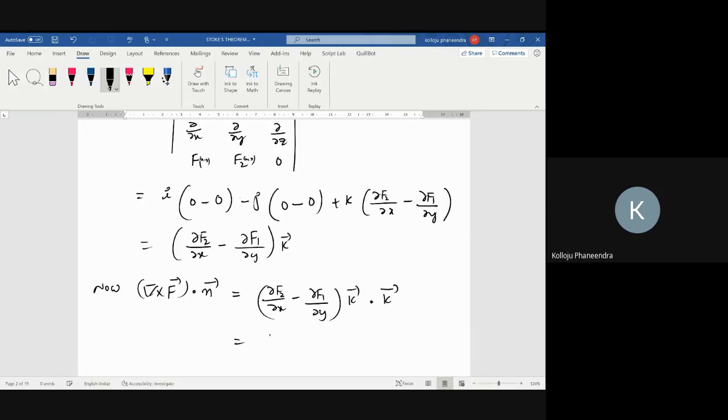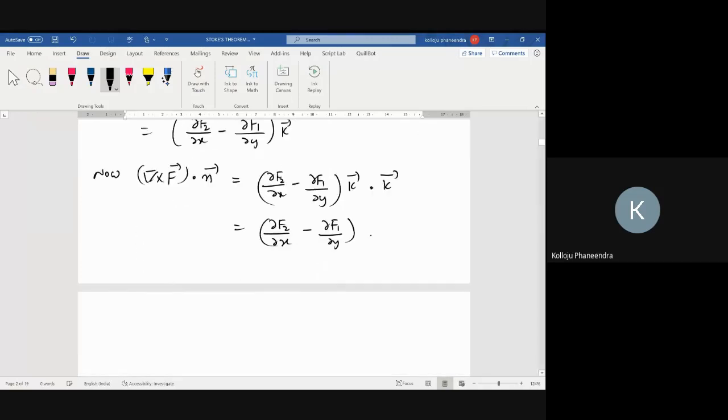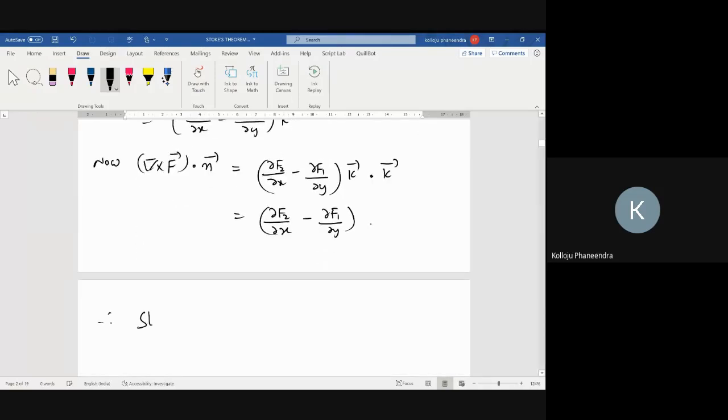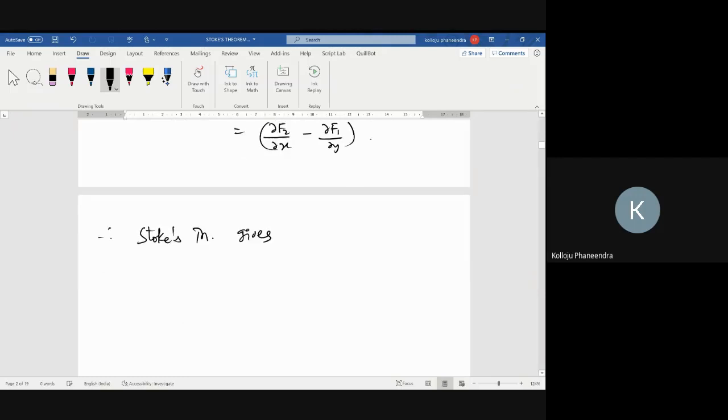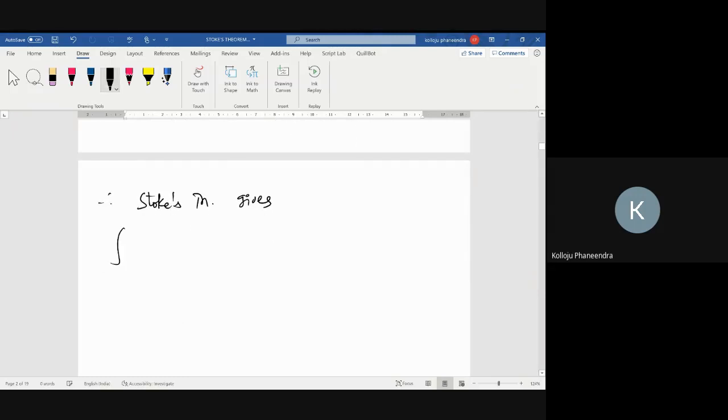So what does this become? ∂f2/∂x minus ∂f1/∂y. This part is over, and therefore Stokes theorem gives, what does Stokes theorem give? The circulation over C of f bar dot dr bar equals the double integral over S of curl f bar, del cross f bar dot n bar dS.